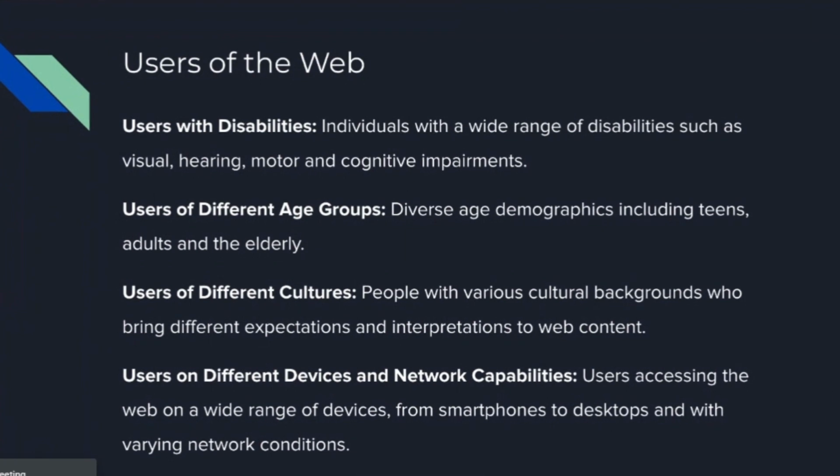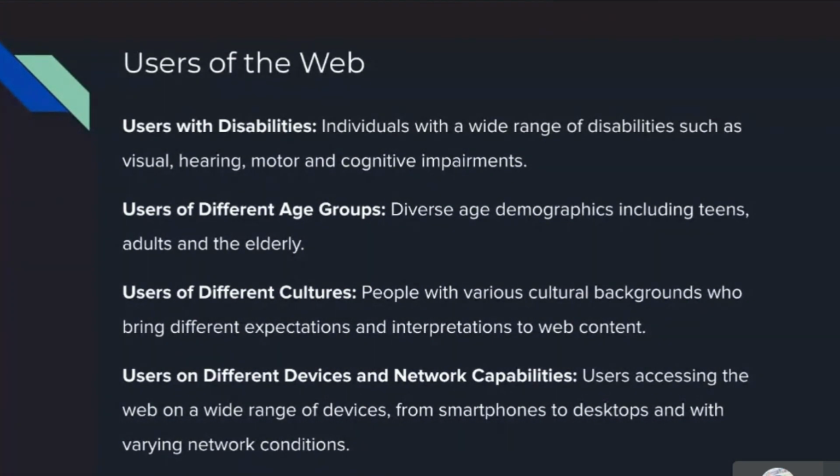Then we have users of different age groups. We have diverse age demographics, including teens, adults, and the elderly. We know right now we have Gen Zs, we have older people. So if you have a product that is to be used by all these different age groups, then you need to understand how people 60 and above use and navigate the web, and what appeals to Gen Z demographics. If you understand that, you're able to build your product in a way that can be appealing to both these groups of people.